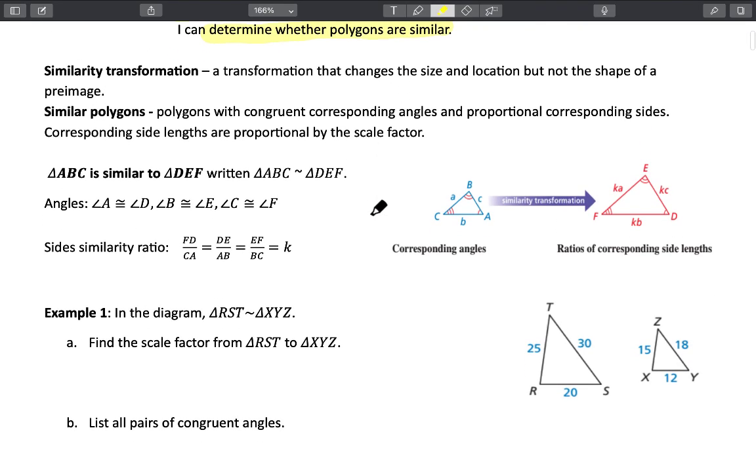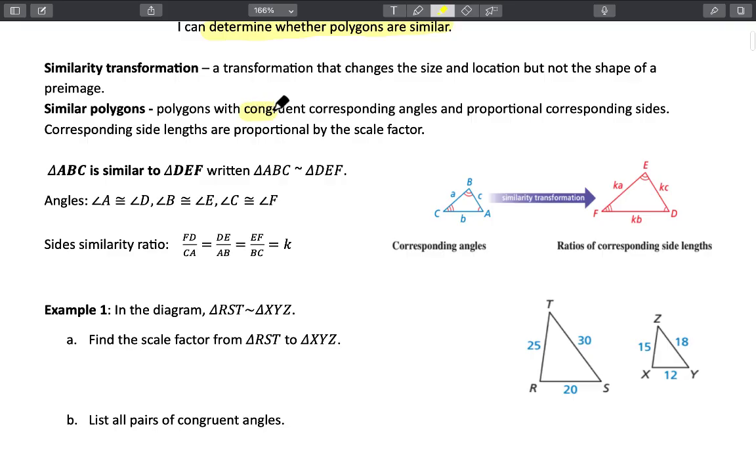First of all, these are polygons with congruent corresponding angles and proportional corresponding sides. So if two things are similar to each other, they're in proportion to one another. They are the same shape, but they are different sizes. Corresponding side lengths will be proportional by a scale factor k. Another way of saying that is they are similar by a similarity ratio.